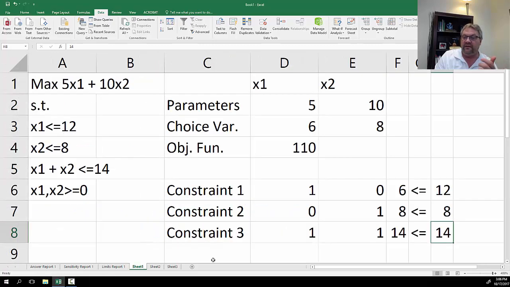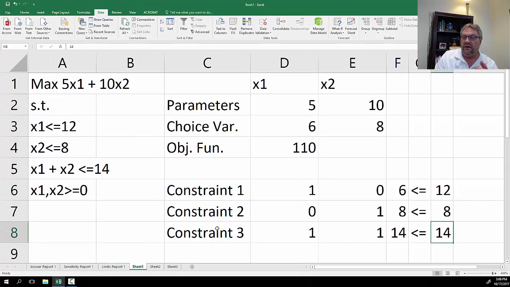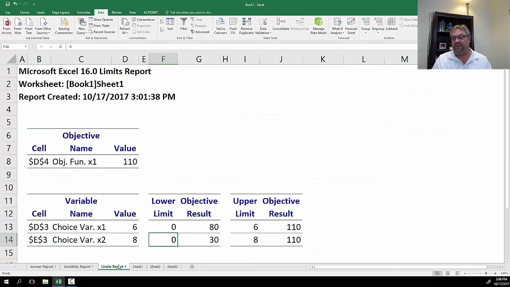then your profit would have been 80. And of course that would have just been 8 times 10, right? And then what this is telling you is that if I didn't produce any units of good 2, but produced the 6 units of good 1, then my profit would have been 30. And of course that would have just been 6 times 5. So that is our limits report.